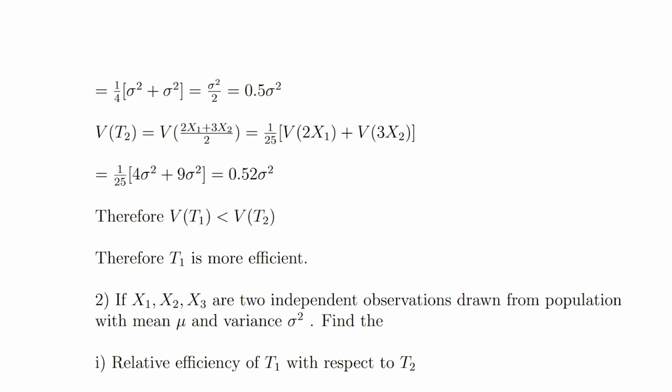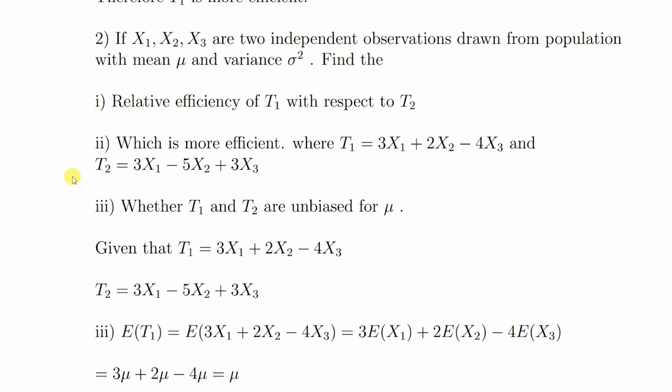Go through the second problem. If x1, x2, x3 are three independent observations drawn from a population with mean mu and variance sigma square, find the relative efficiency of T1 with respect to T2, and which is more efficient, when T1 = 3x1 + 2x2 - 4x3 and T2 = 3x1 - 5x2 + 3x3. And the third question is whether T1 and T2 are unbiased for mu. This question is given to you, students. Please solve the question and get the answer. Thank you.